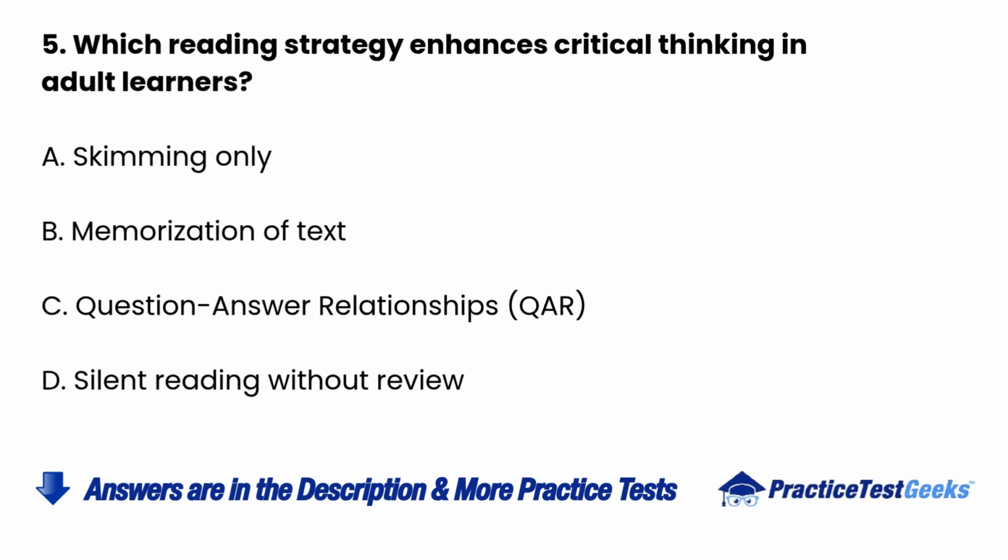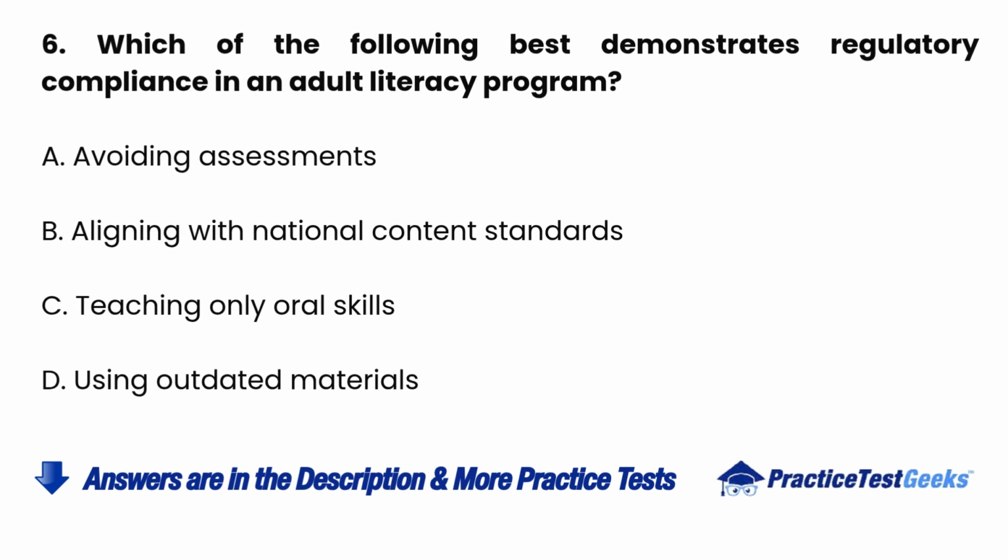5. Which reading strategy enhances critical thinking in adult learners? A. Skimming only. B. Memorization of text. C. Question-answer relationships, QAR. D. Silent reading without review.